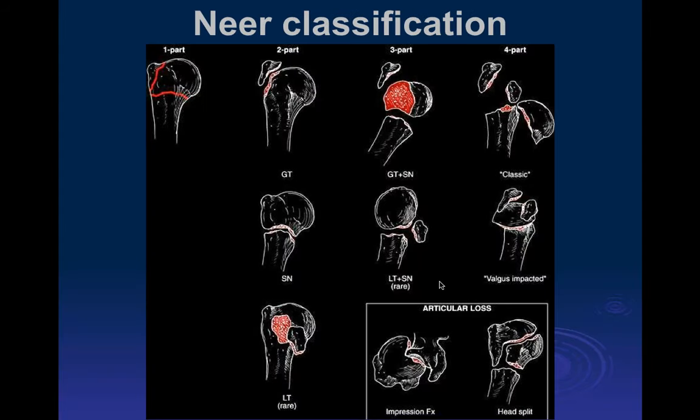And then, a lot of people use Neer classification for fracture types, using one part where the bones are still intact and you just have incomplete fractures, and then two parts, three parts, and four parts, with obviously the more parts involved, the worse it is. John, do you want to comment about the fractures?